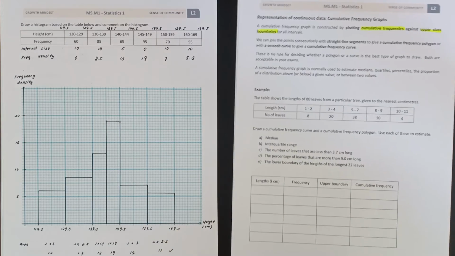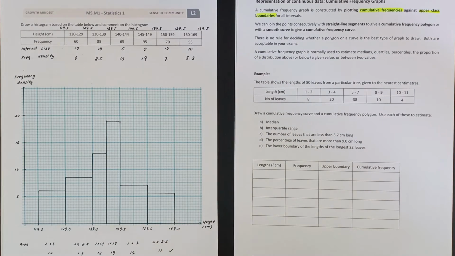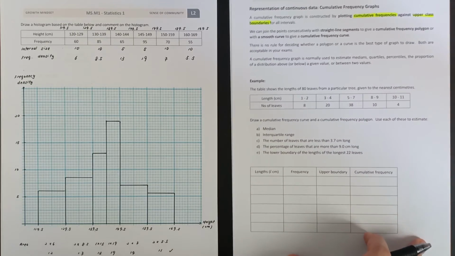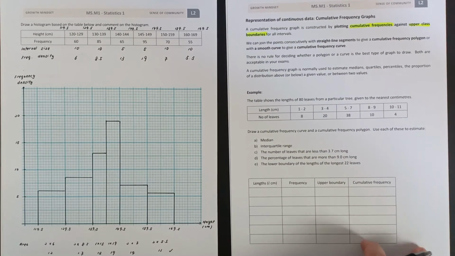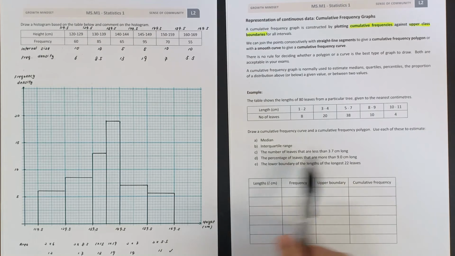Okay, before we start, let's copy the information first. You can go through the example. The table shows the length of 80 leaves from a particular tree, given to the nearest centimeter. Draw a cumulative frequency curve and a cumulative frequency polygon. Use each of these to estimate the median, the interquartile range, and the number of leaves, and so on. Let's try to draw the curve and the polygon first.